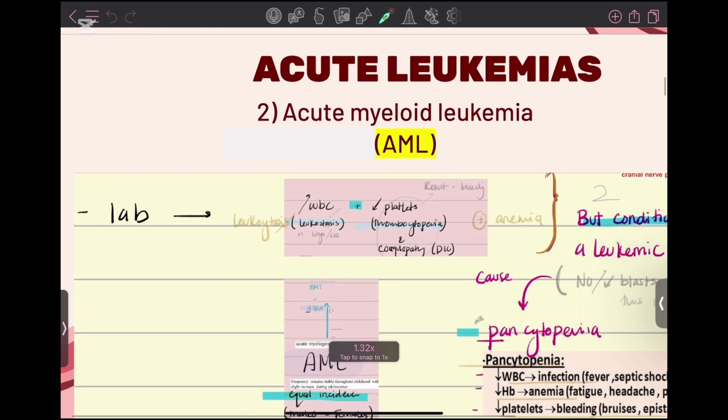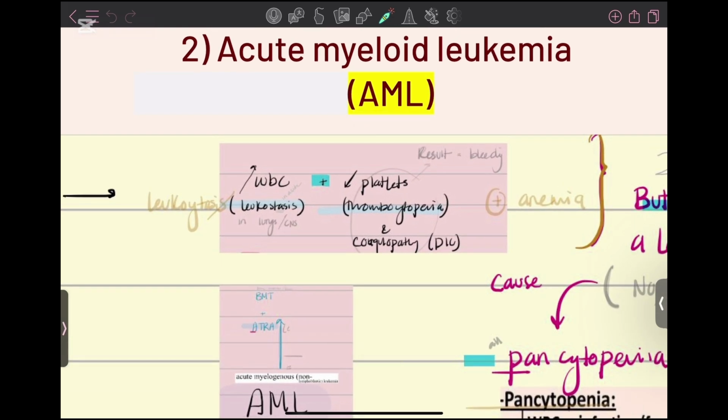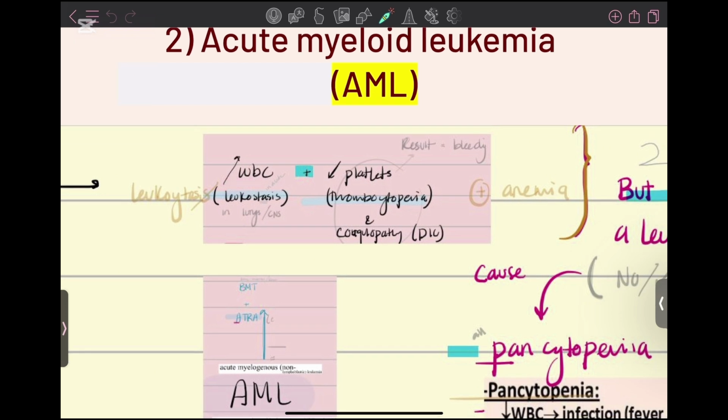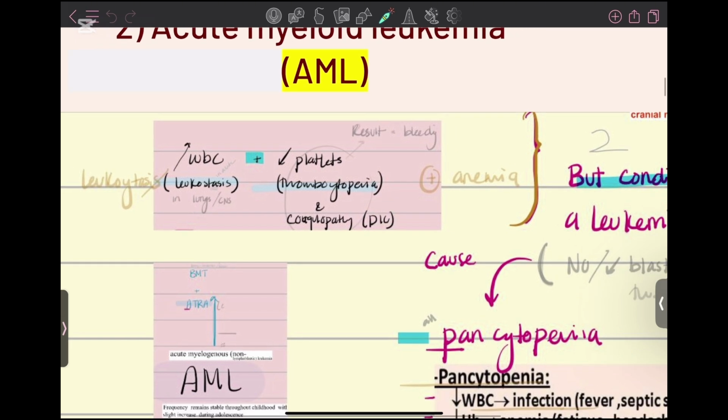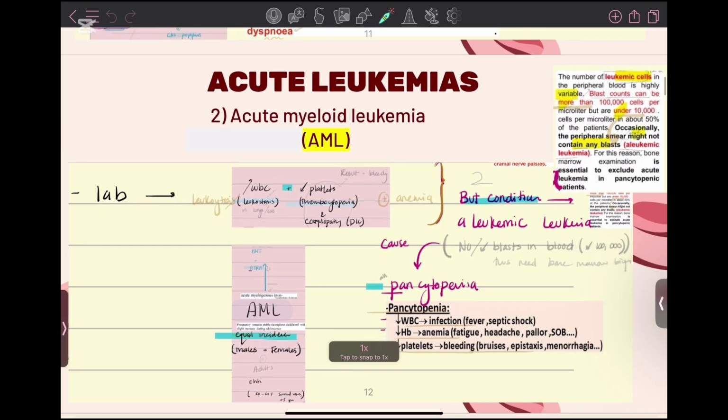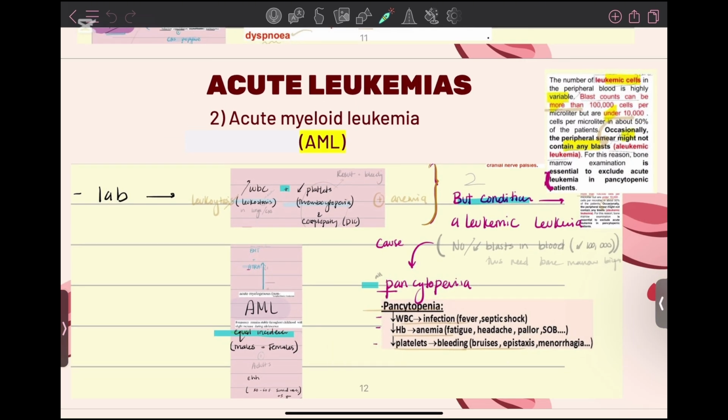For example, in AML, in labs, what you're going to see is leukostasis or leukocytosis, an increase of WBCs, but a decrease in platelets, thrombocytopenia, okay? Plus DIC is very important over here, the disseminated intravascular coagulopathy. And then another very important feature, which may be a trigger for you in the exam once you see this word, is aleukemic leukemia.